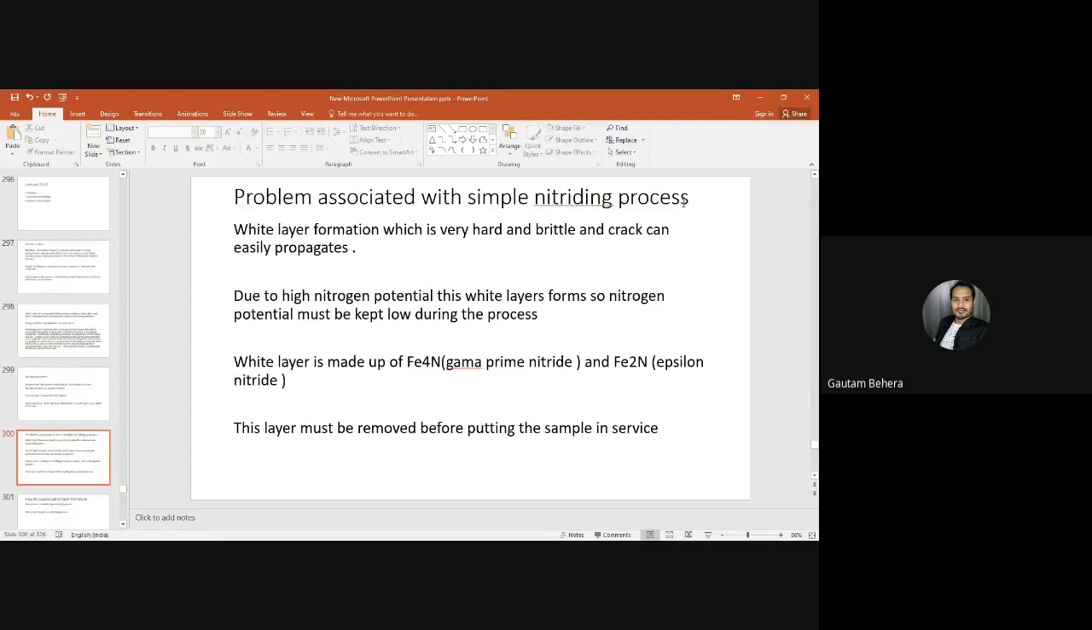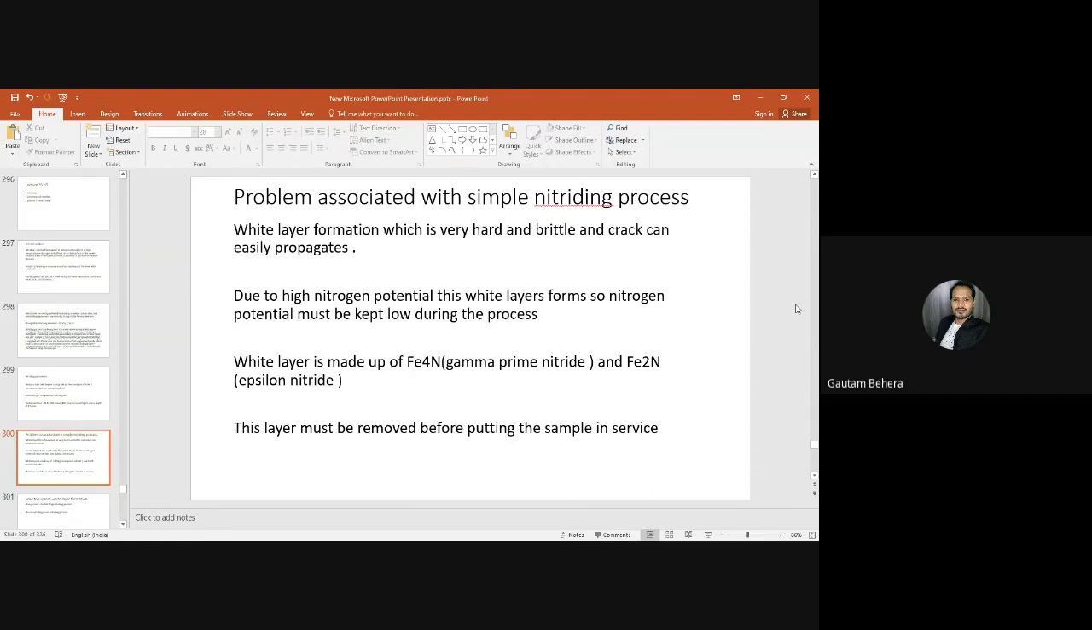Now, there is a very interesting issue which we get in the conventional nitriding. So till now, we were discussing the conventional nitriding. This conventional nitriding has some problem associated with it. What is the problem? While we are doing nitriding, after the end of the nitriding, we get a white layer on the surface of the steel. That white layer is basically a particular compound. That is a compound of iron and nitrogen. That is iron nitride. Those are basically gamma prime nitrides and epsilon nitrides.